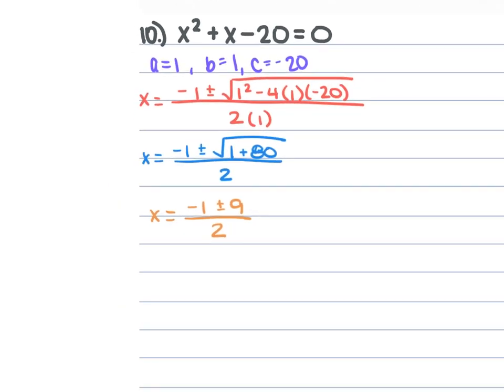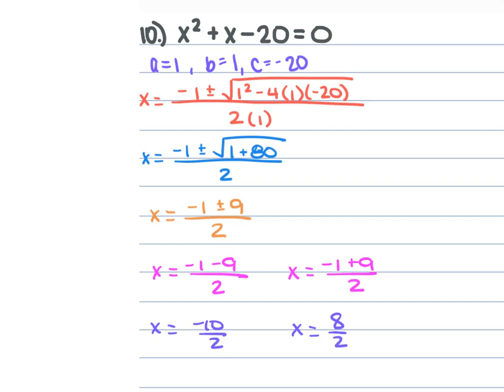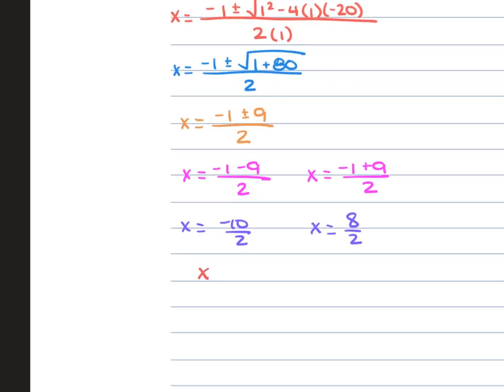So again, we're going to separate this into two equations. So x is equal to negative 1 minus 9 over 2, and x is equal to negative 1 plus 9 over 2. This is going to leave us with x is equal to negative 10 over 2, as well as x is equal to 8 over 2. So our two solutions for this one is x is equal to negative 5, as well as x is equal to 4.